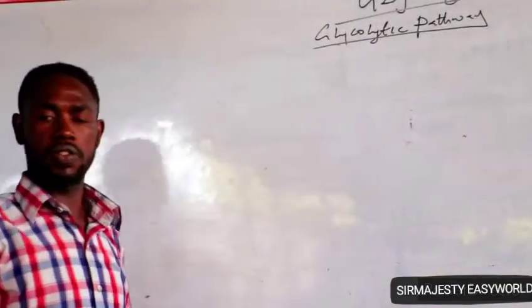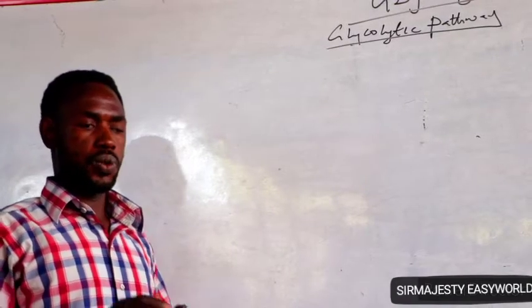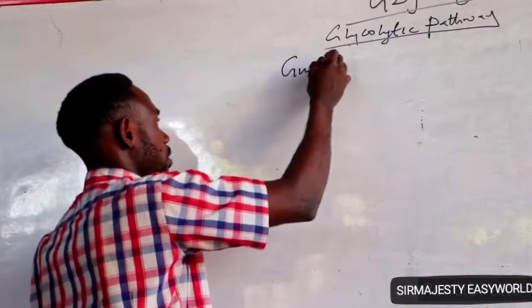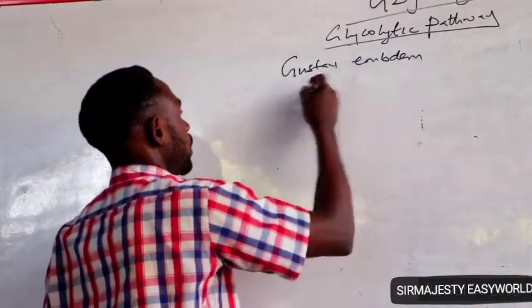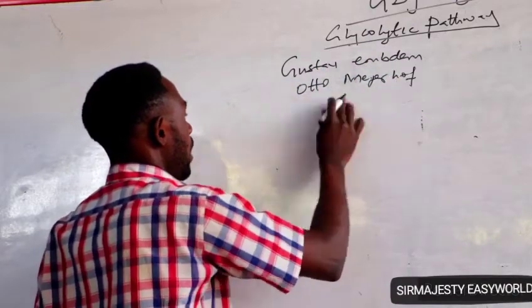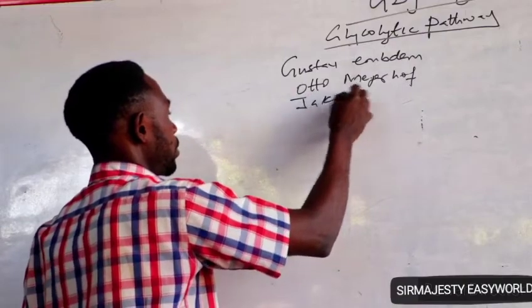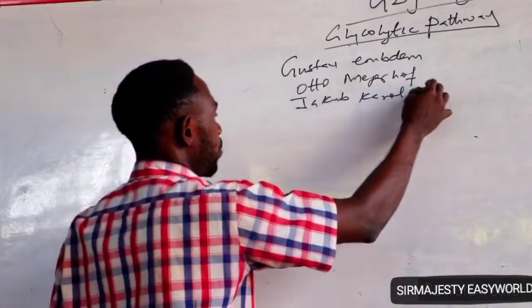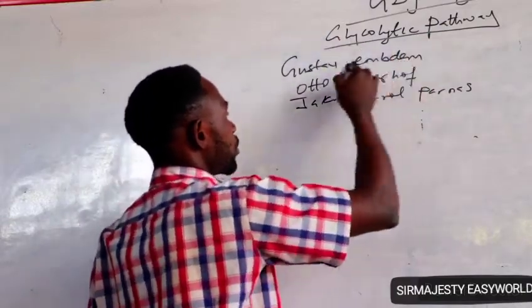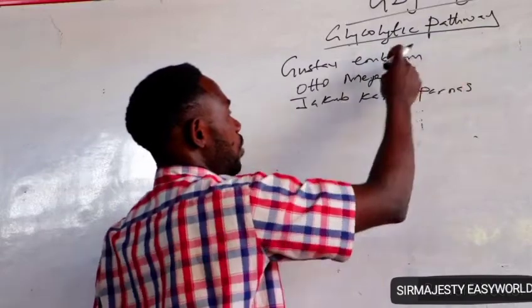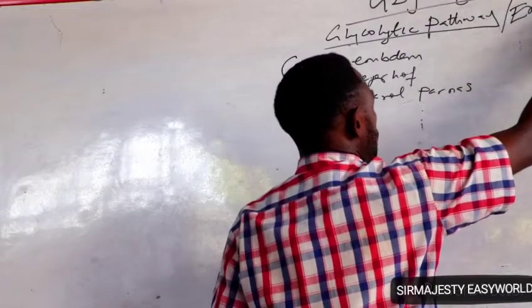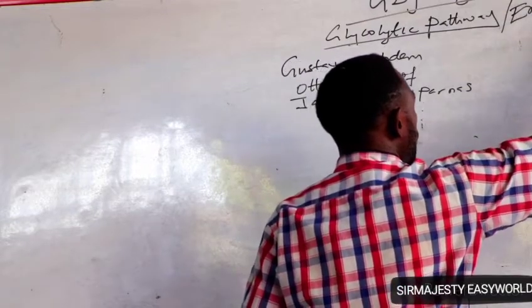First, this pathway was discovered by 3 scientists: Gustav Embden, then Otto Meyerhoff, and Jakub Karupanas. So in view of this, the first 2 people, their first names are also the name for this pathway. So the glycolytic pathway is also called the Embden-Meyerhoff pathway.